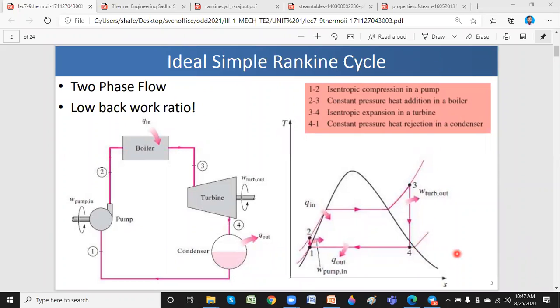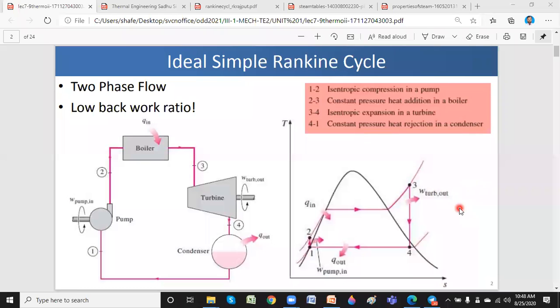Okay, right? So hope you understood. Now what is important here is, what is the efficiency of a Rankine cycle? Now can you guess what the efficiency is? Normally efficiency is nothing but how much is the work done by heat supplied. So how much is the net work by heat supplied? That is net work by heat supplied.